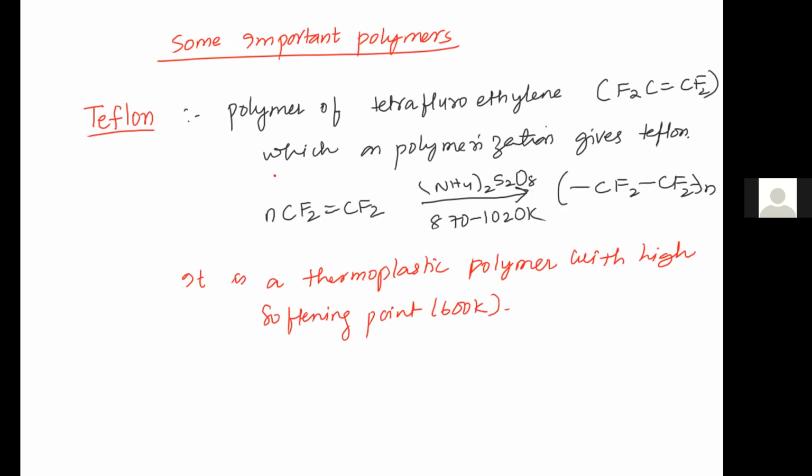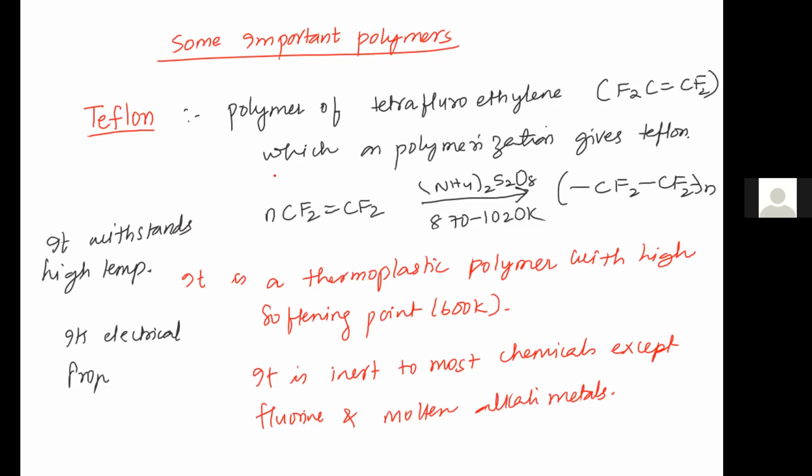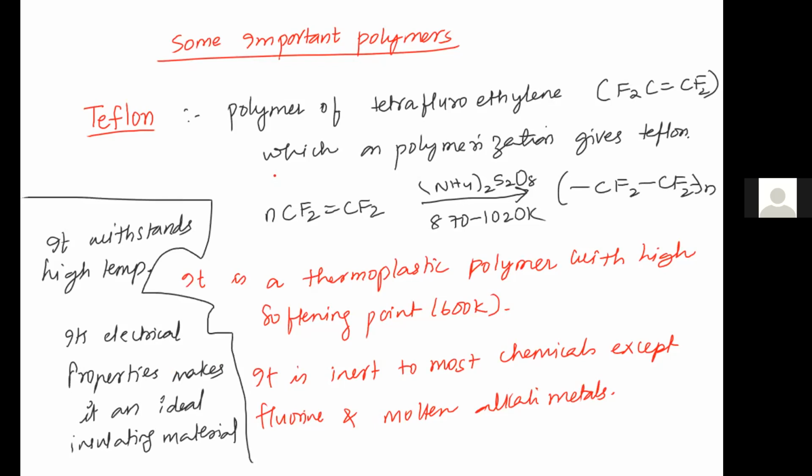It is very tough and hard. It is inert to most chemicals except fluorine, and it also reacts with molten alkali metals. Importantly, it withstands high temperatures. Its electrical properties make it an ideal insulating material. These are some properties.